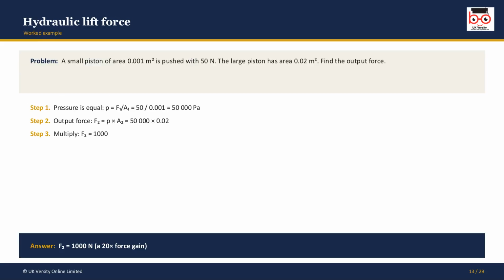Let's put numbers to it. A small piston of area 0.01 square meters is pushed with 50 newtons, and the large piston has an area of 0.02 square meters. What's the output force? First, the shared pressure, force over area on the small side, 50 divided by 0.01, which is 5,000 pascals. Then the output force is that pressure times the large area, 5,000 times 0.02, which is 1,000 newtons. So 50 newtons in gives 1,000 newtons out, a 20-fold gain in force.